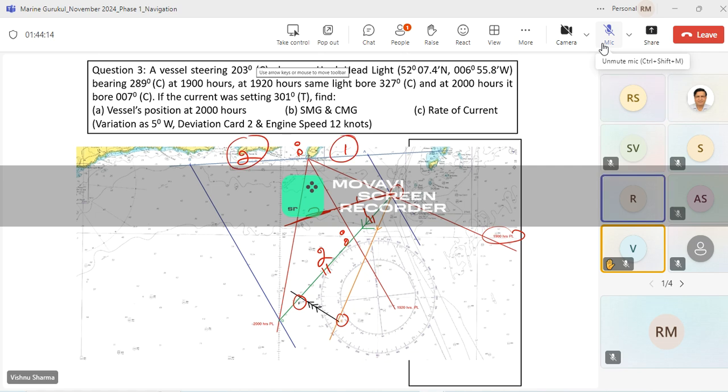Sir, the drift or rate, finally it will be the same, right? E to F. Because the triangle is for 1 hour, no beta? Yes, sir. So E to F will be drift in 1 hour. That will be the rate of current. Yes or no? Yes, sir.